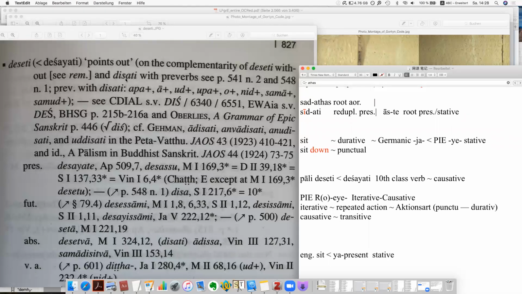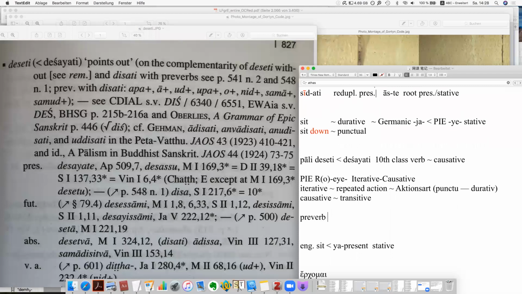Okay, and then if you use a simplex, density, this is a simple present, right? Root present. It must be used with a preverb. Why? Because preverbs make the verb transitive. So you put a preverb and then you can make it into a transitive verb. And this transitive meaning is sometimes connected with its Aktionsart. It is not really only transitive, but it can affect the Aktionsart of the verb.